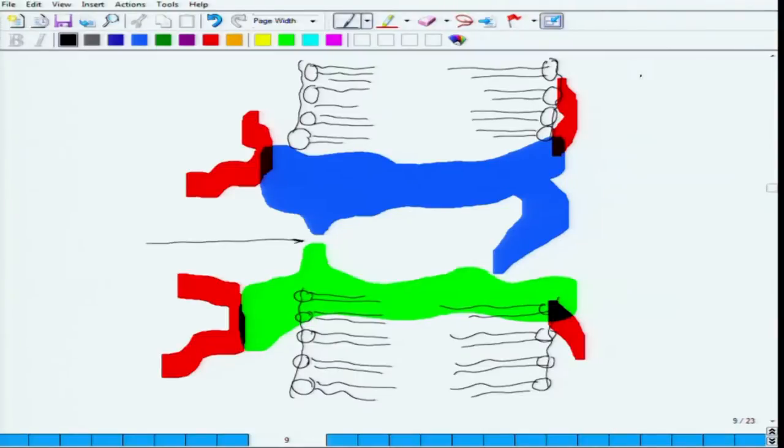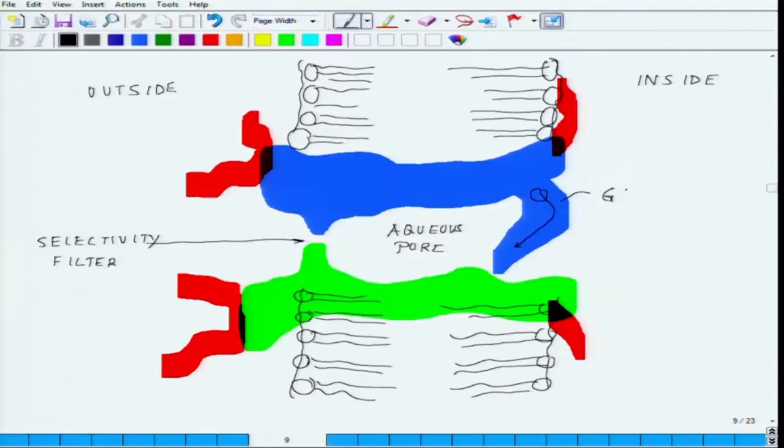So you can call this inside the cell, and this is outside the cell, and this is the selectivity filter. And this is the aqueous pore. So this is all protein, okay? And this is essentially the gate, when we talk about voltage gating and all these things. And you have a sensor element which is sitting there. This is the sensor element.